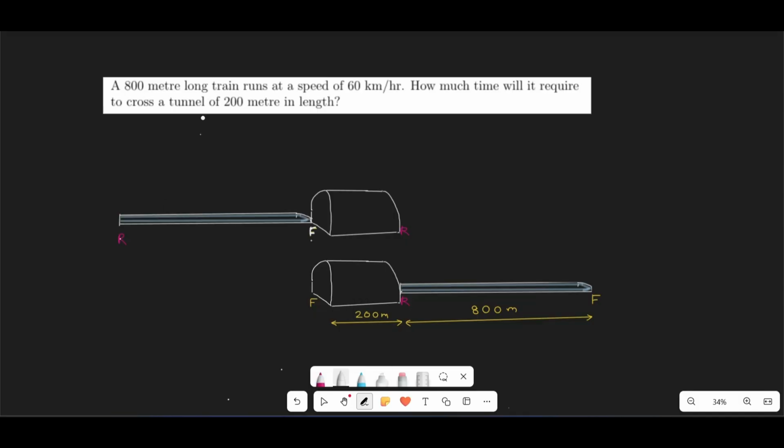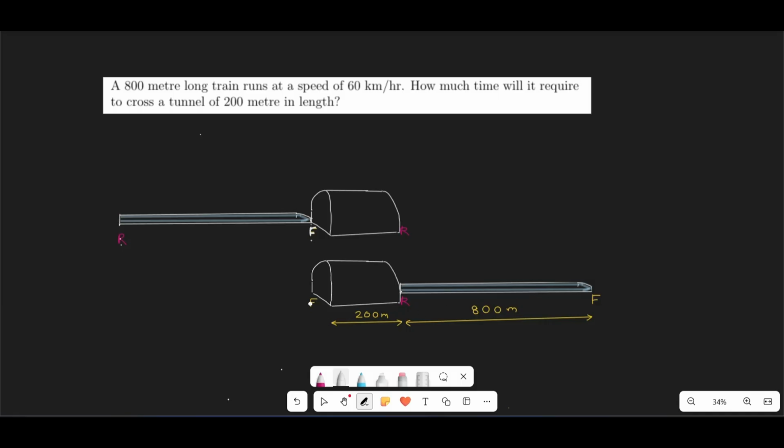A 800-meter long train runs at a speed of 60 kilometers per hour. How much time will it require to cross a tunnel of 200 meters in length? Now you can see this is the rear end of the train. This is the front end of the train. It is about to enter this tunnel, which is 200 meters long. When is it going to cross the tunnel? When the rear end of this train will be at the other end of the tunnel or out of the tunnel, at that time we will say that the train has fully crossed the tunnel.